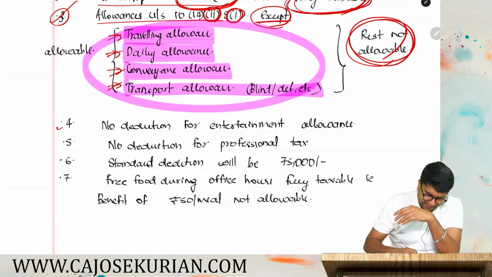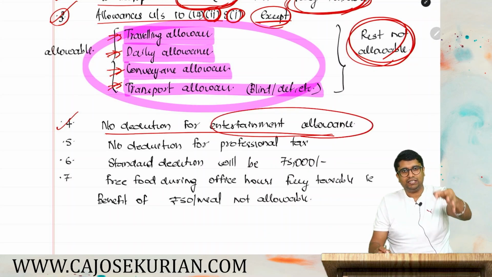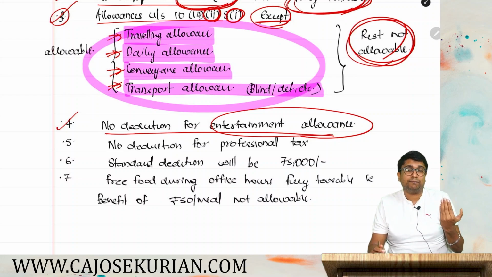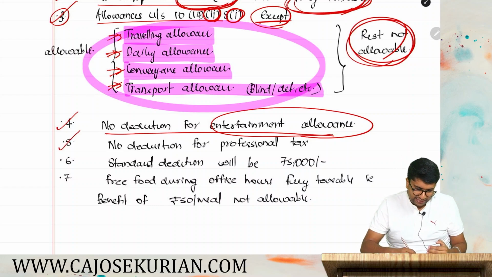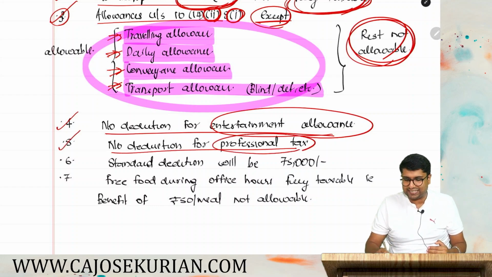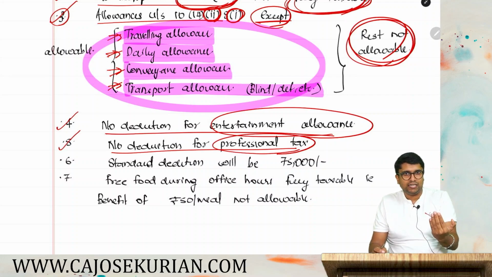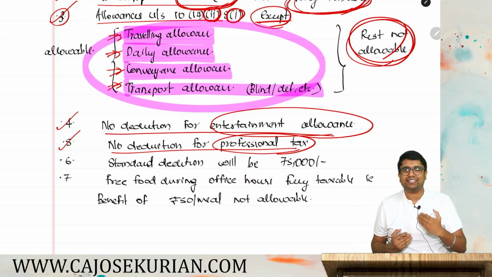Now difference number 4, no deduction for the entertainment allowance. Even if you are a government employee, if the government employee has opted for 115 BAC, he cannot claim deduction for the entertainment allowance received. The entire entertainment allowance shall be fully taxable. Next difference, no deduction for the professional tax. If you are an employee who has paid professional tax from your pocket and you have opted for 115 BAC, you cannot claim deduction for the professional tax that you have paid.